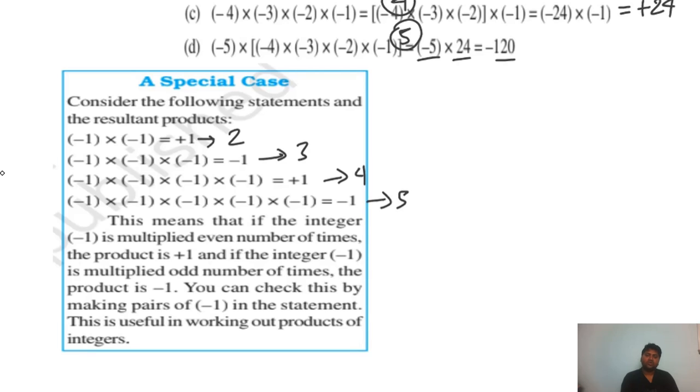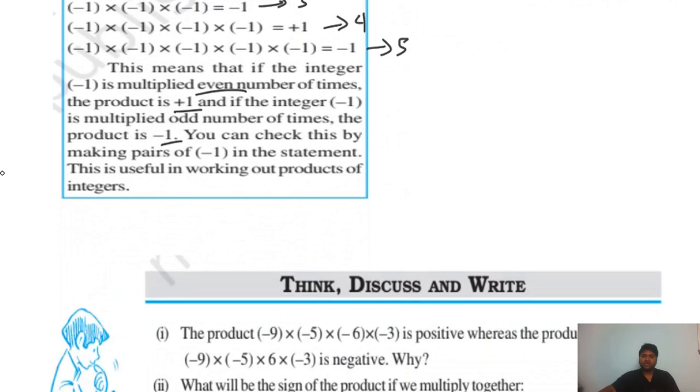Therefore, if the integer minus 1 is multiplied an even number of times, that is 2, 4 times, the product is plus 1, and if minus 1 is multiplied an odd number of times, the product is minus 1. We can check this by pairing the minus 1s in the statement. So when we multiply a negative number an even number of times, we get a positive number, and when we multiply it an odd number of times, we get a negative number.